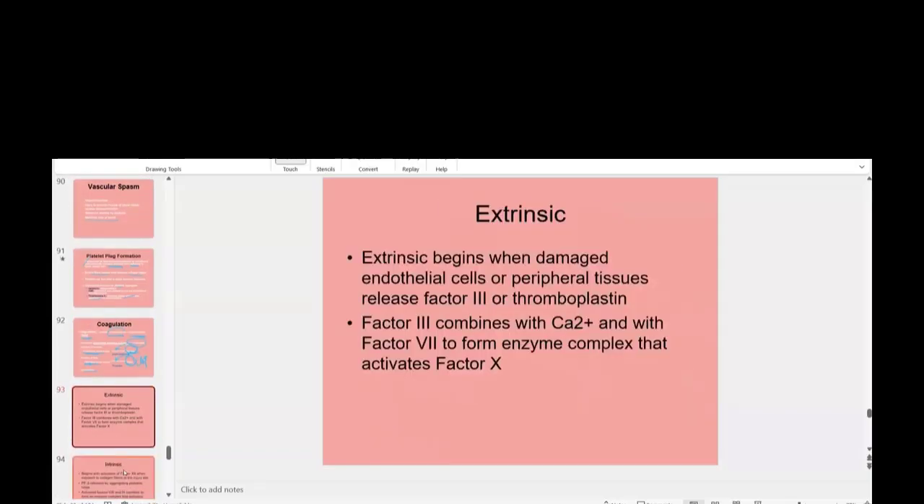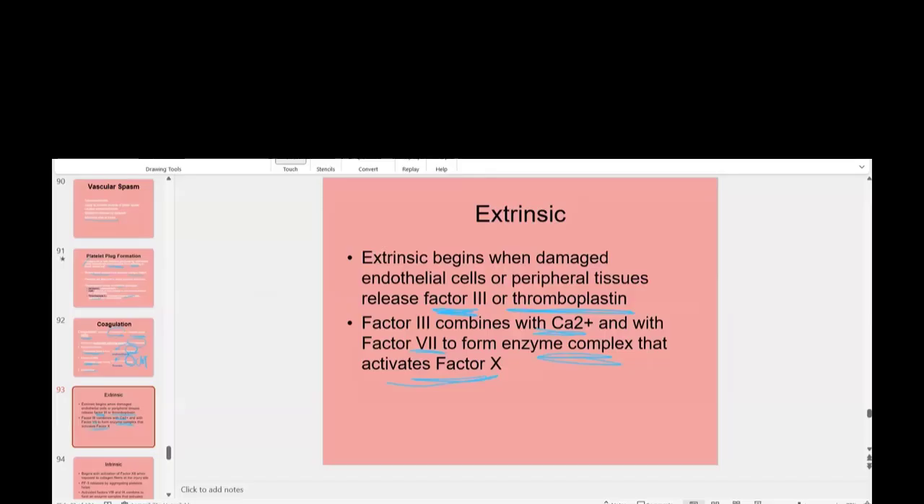We'll look at the extrinsic pathway. Clotting will proceed in two directions, either extrinsic or intrinsic, and they will merge together into a common pathway. We'll see the extrinsic first. The extrinsic begins when damaged endothelial cells or peripheral tissues release factor 3. Each factor has a name associated with it. I'll show you the names in the subsequent slides. Factor 3 is called thromboplastin. It's very important. So factor 3, that means thromboplastin, combines with calcium ions and then with factor 7 to form an enzyme complex that activates factor 10.